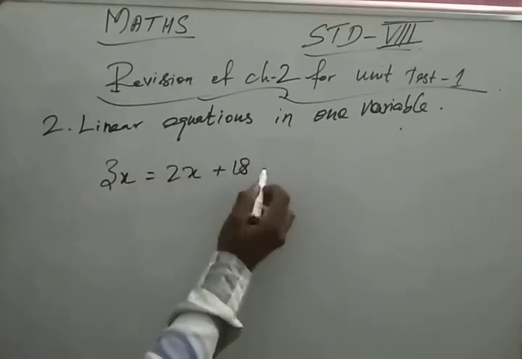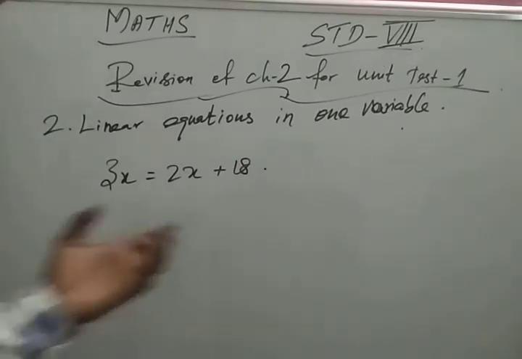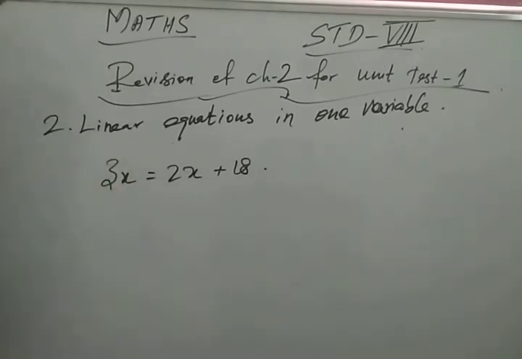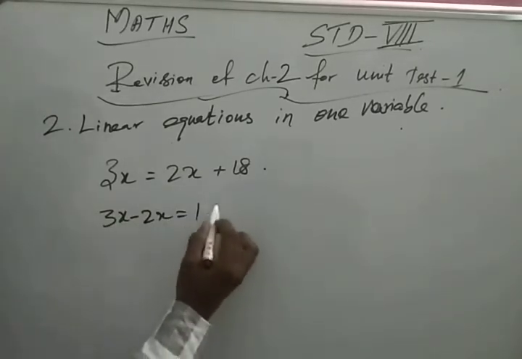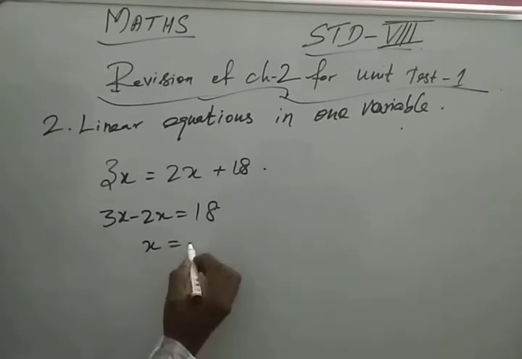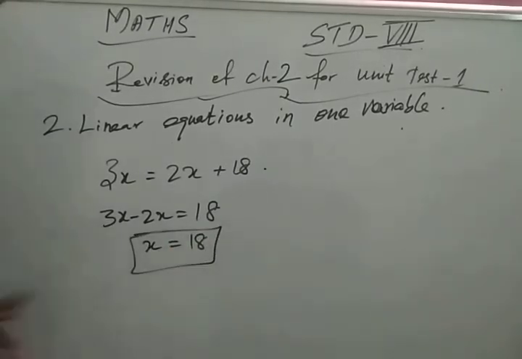What we have to do here, like the last sum, where we took the variable to one side, here also we will take the variable to one side. So 3x minus 2x is equal to 18. Then x is equal to 18. Like that only they are given.